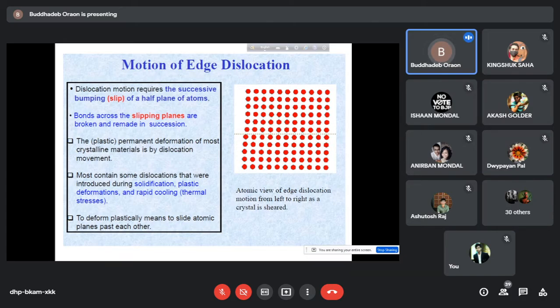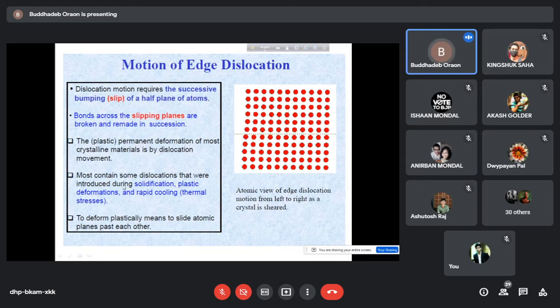Dislocation motion requires the successive bumping or slip of a half plane of atoms. Bonds across these slipping planes are broken and remade in succession. If you think of the process, how the movement happens, you can understand this point. The permanent deformation of most crystalline materials is by dislocation motion, and that also gives you some idea about the different mechanical properties, hardness, yield strength, everything.